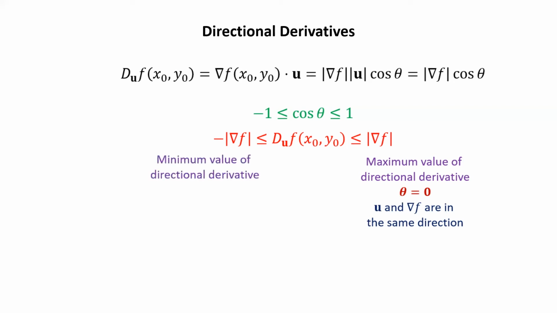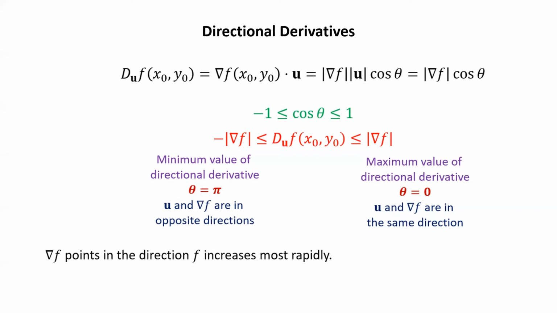Similarly, the negative of the length of the gradient of f is the minimum possible value of the directional derivative. It occurs when theta is equal to pi, and in this case, the unit vector u and the gradient of f are in opposite directions. The gradient of f points in the direction f increases most rapidly, and the negative of the gradient of f points in the direction f decreases most rapidly.